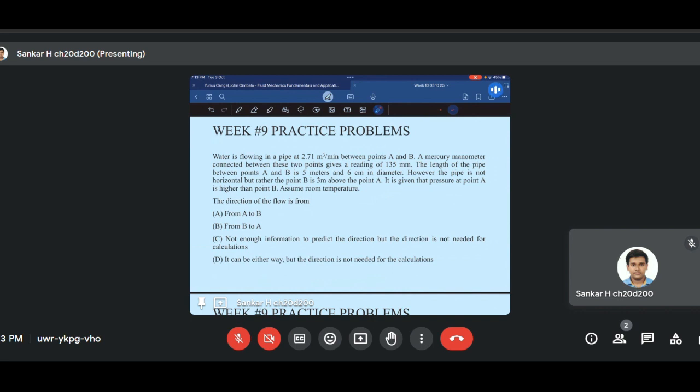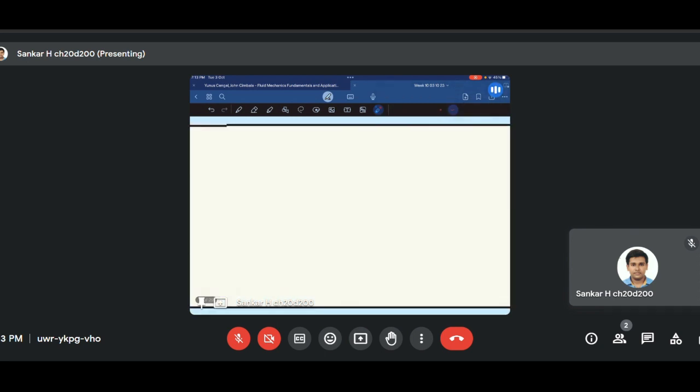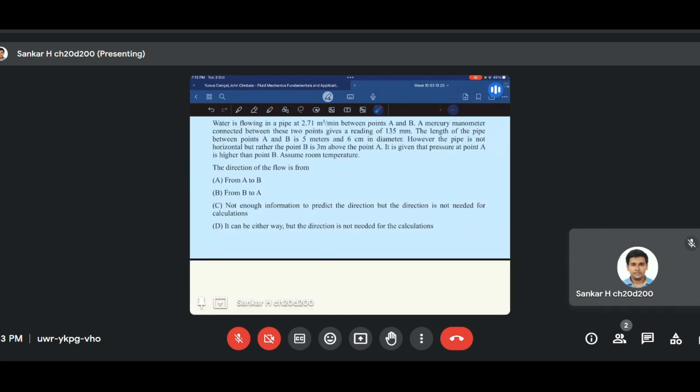The length of the pipe between points A and B is 5 meters and it is 6 centimeters in diameter. However, the pipe is not horizontal, but point B is 3 meters above point A. It is given that the pressure at point A is higher than at point B. Therefore, we just need to figure out whether the pressure difference from point A to B can handle a head loss of 3 meters.